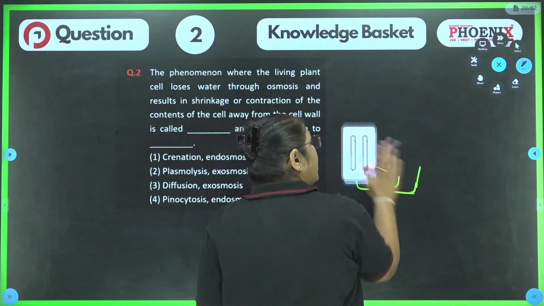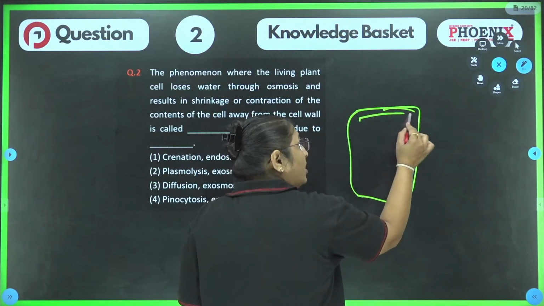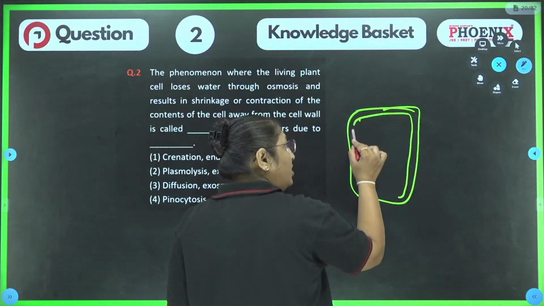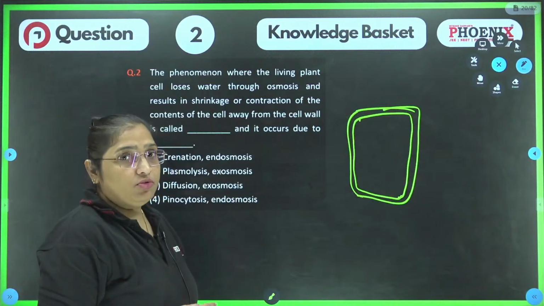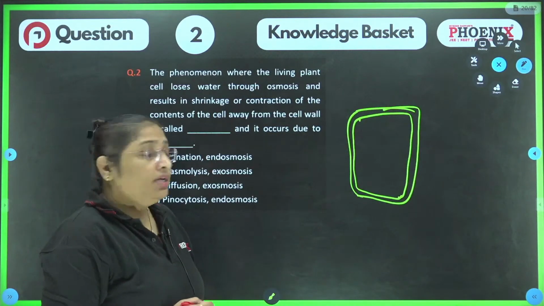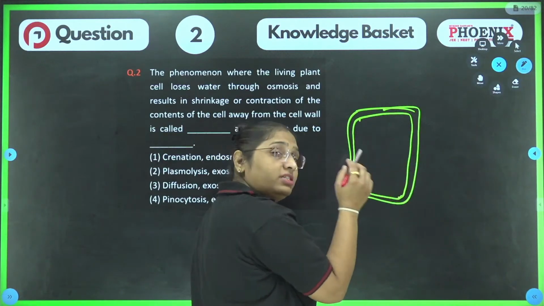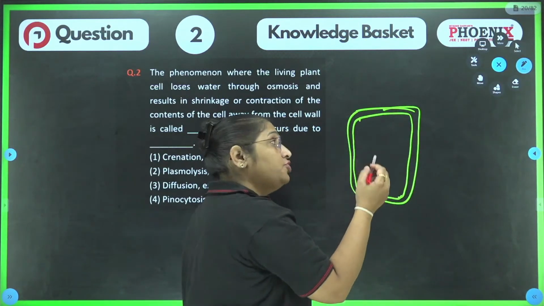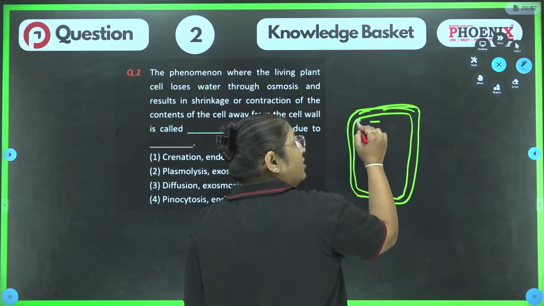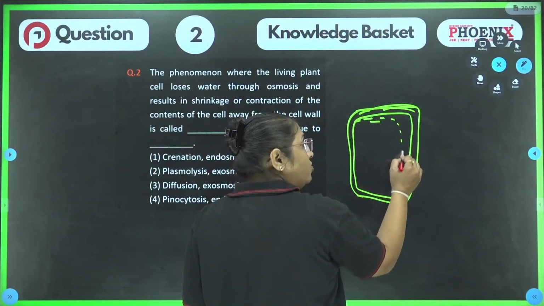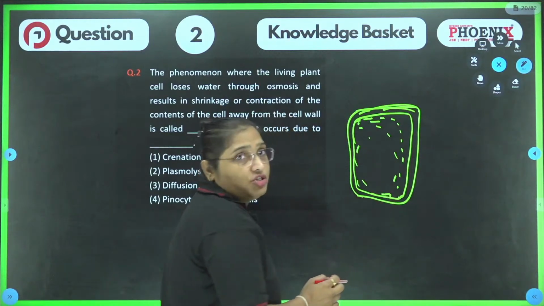For example, this is the plant cell: outside is the cell wall and inside is the cell membrane. If the concentration changes and it is a hypotonic solution, what is going to happen? The cell will shrink as it loses water, but the cell wall will remain like this only, and the plasma membrane is going to start shrinking. This process is known as plasmolysis.